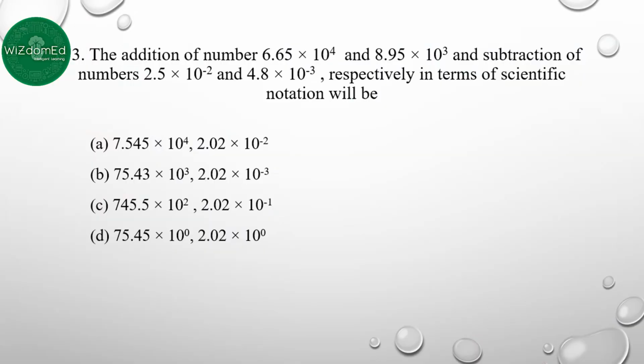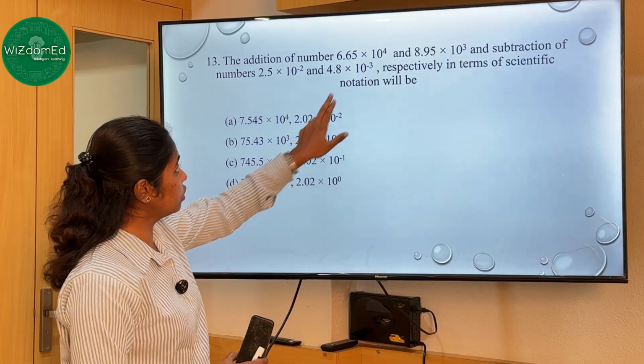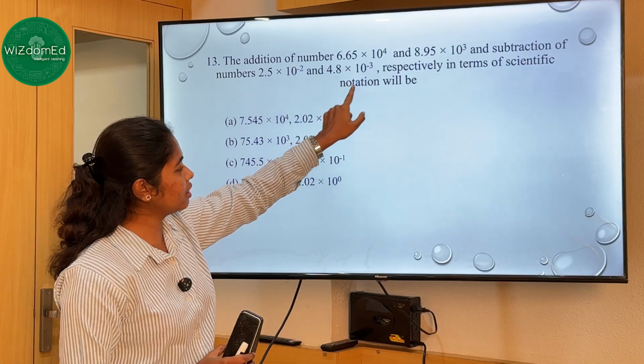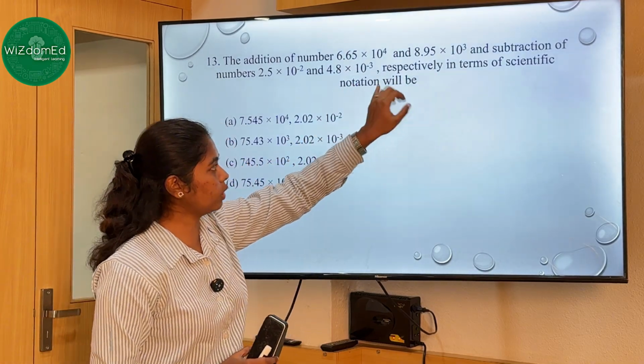The next question: the addition of numbers 6.65 into 10 raised to power 4 and 8.95 into 10 raised to power 3, and subtraction of numbers 2.5 into 10 raised to power minus 2 and 4.8 into 10 raised to power minus 3 respectively, in terms of scientific notation will be. So they're asking us to add the first two figures and subtract the second two figures, and follow the scientific notation rule.